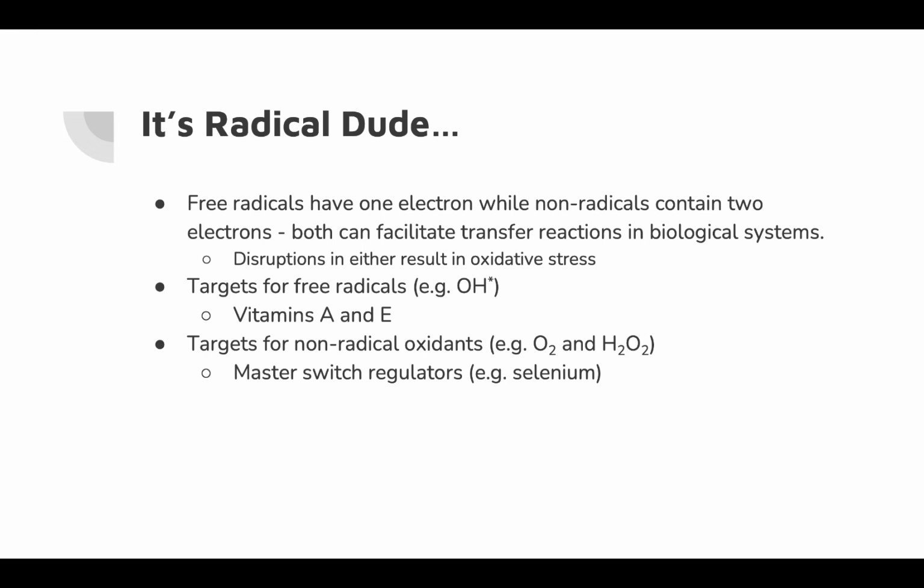So what targets these non-radical oxidants, things that don't have an unpaired electron, like oxygen, which can become superoxide, and hydrogen peroxide? Well, there are these things called master switch regulators, which utilize as cofactors minerals like selenium. And we're going to come back to that topic in a minute after we do some background exposure to this context of master switch regulators.